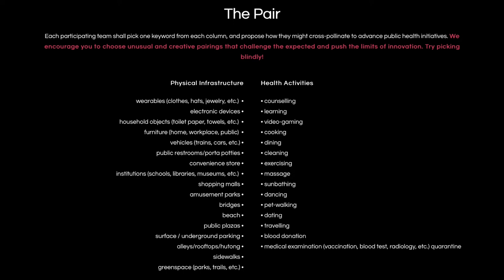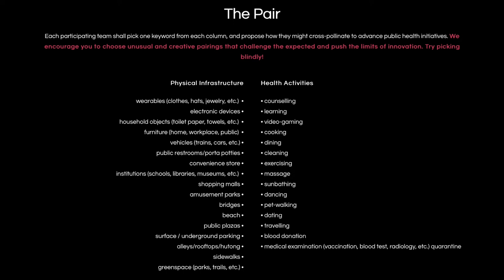So this is the list of keywords we have on the competition website and is part of the brief. On the left, you see a list of keywords, awards for physical infrastructures, from objects like wearables, clothes, electronic devices, to basically large public spaces that include public plazas, sidewalks, green spaces. And on the right, we have a list of possible health activities that are related directly or indirectly to health.